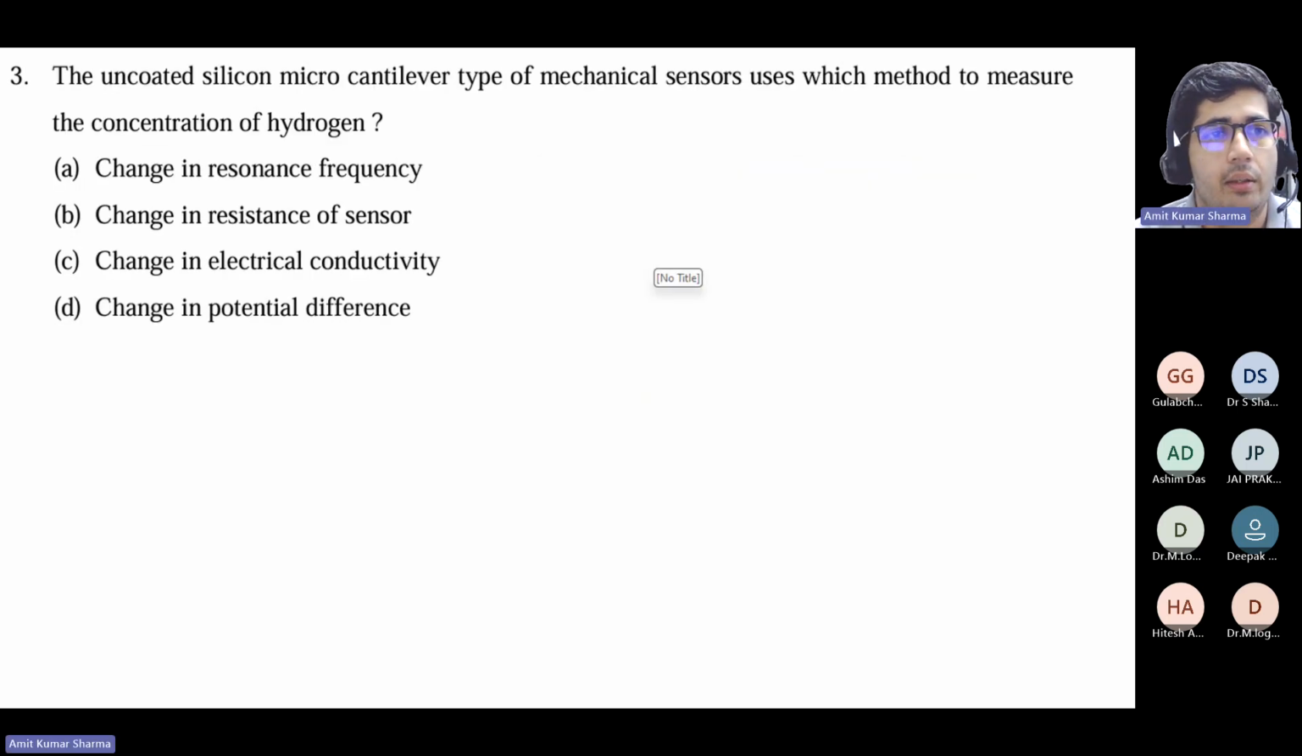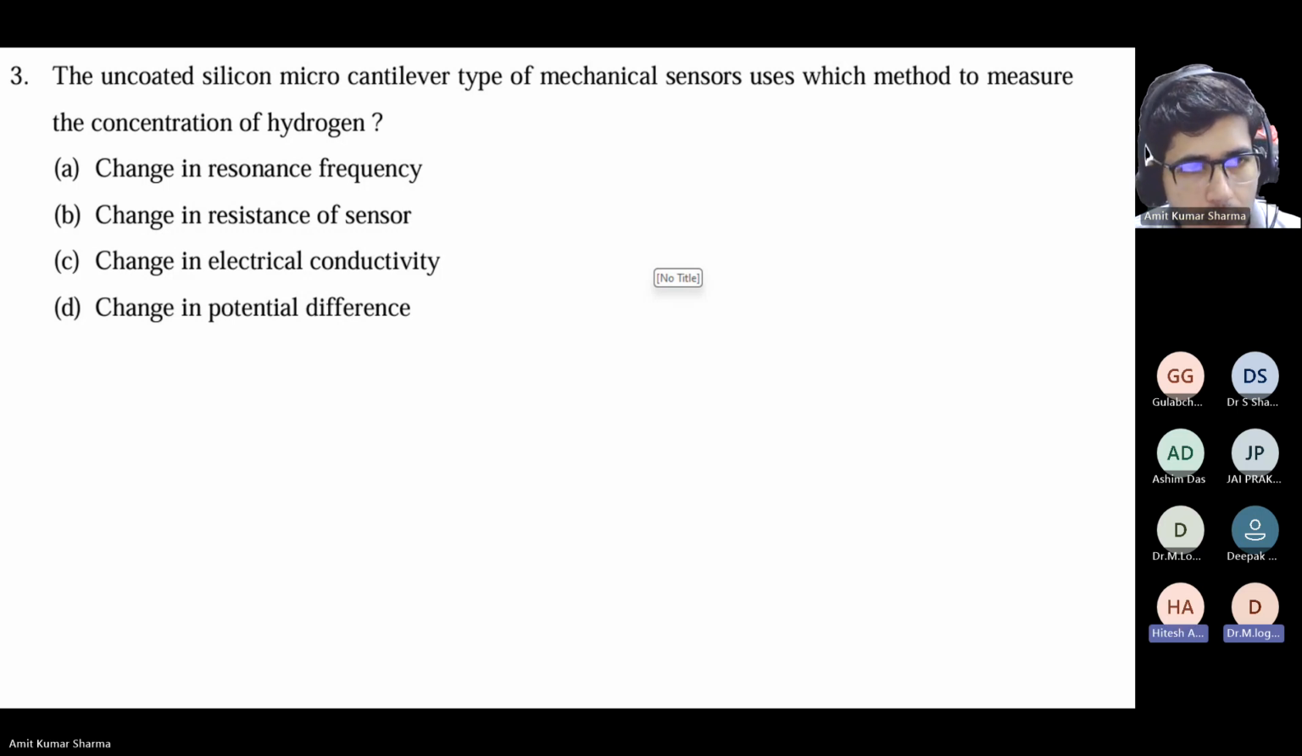The uncoated silicon microcantilever type of mechanical sensor uses which method to measure the concentration of hydrogen? We have just covered this. Option A, change in resonance frequency; change in resistance of sensor; change in electrical conductivity; change in potential difference. It's option A, change in resonance frequency, mechanical based. Yes, let's wait for another one minute. Anybody else?